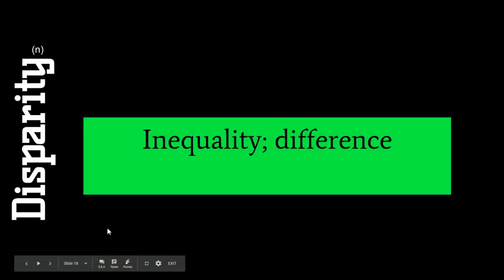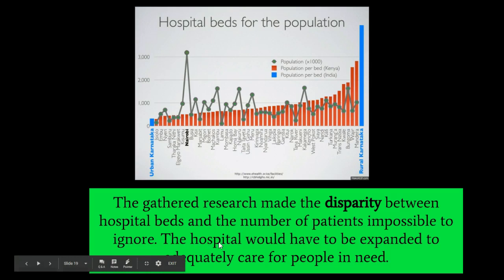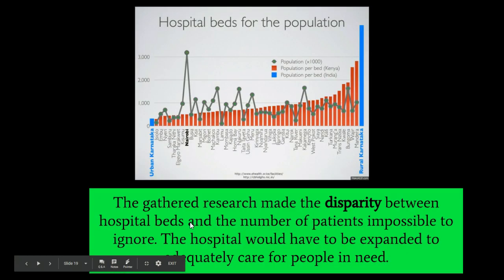All right, so next up we have a noun, and it is disparity. And disparity means inequality and difference. So the gathered research made the disparity between hospital beds and the number of patients impossible to ignore. The hospital would have to be expanded to adequately care for people in need. So here we have both of these meanings in use.